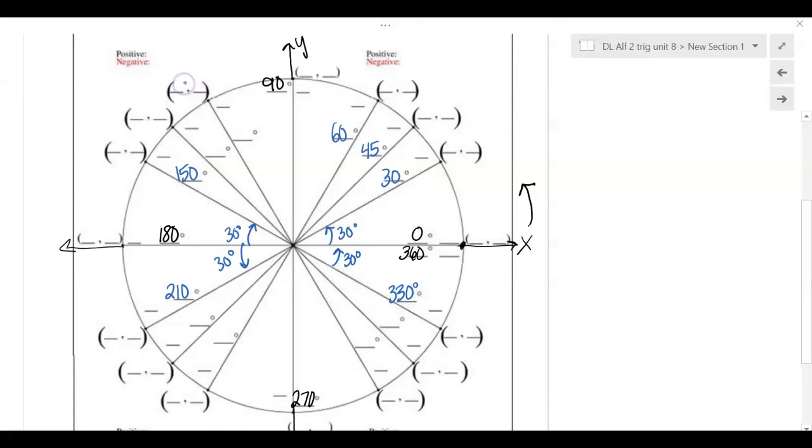Then if I go through and look at the 45 degree angles, okay, so this is 45. The angle that's 45 degrees before we hit 180 is 135. The angle that's 45 degrees after we hit 180 would be 225. And the angle that's 45 degrees away from completing the circle at 360 degrees is 315 degrees.